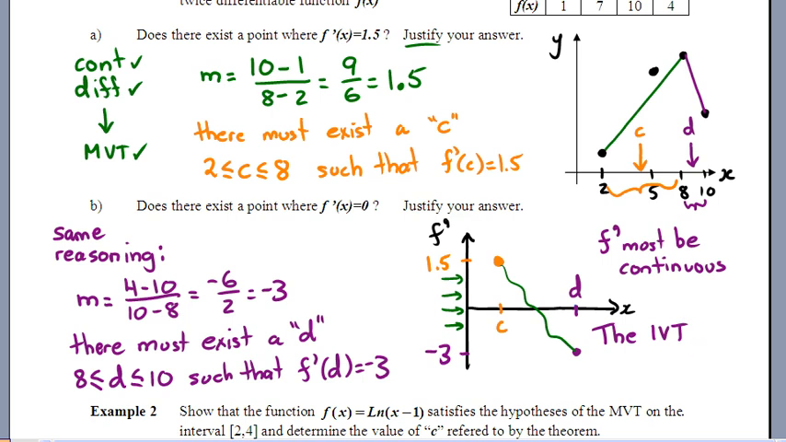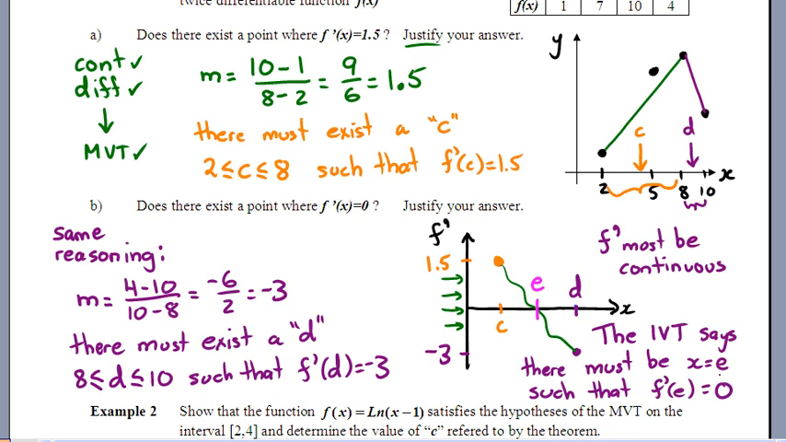Okay, there's got to be some place, what would we call it, E? It's going to happen. So the intermediate value theorem says there must be an x equal to E such that f prime of E is equal to 0. In fact, there's another spot where it's equal to 1 and -2 and all the numbers in between 1.5 and -3 by our argument here.